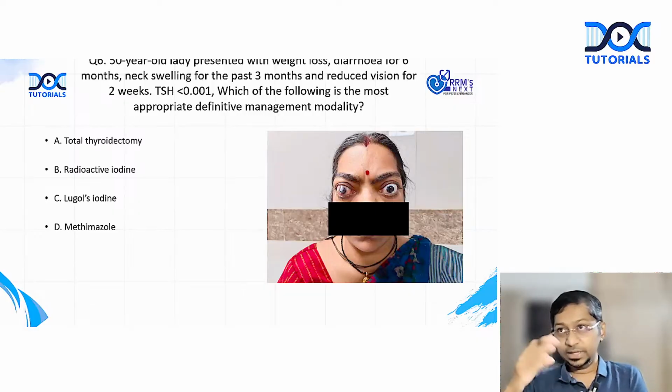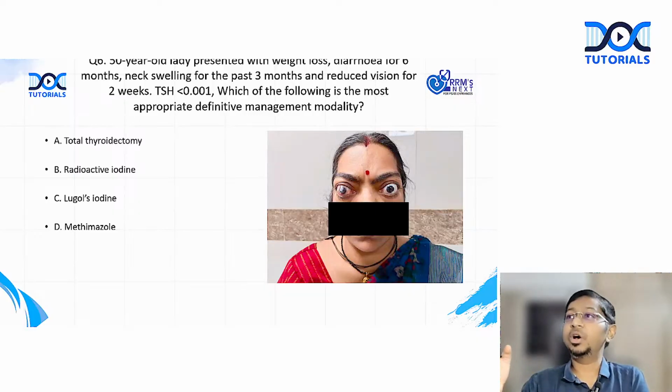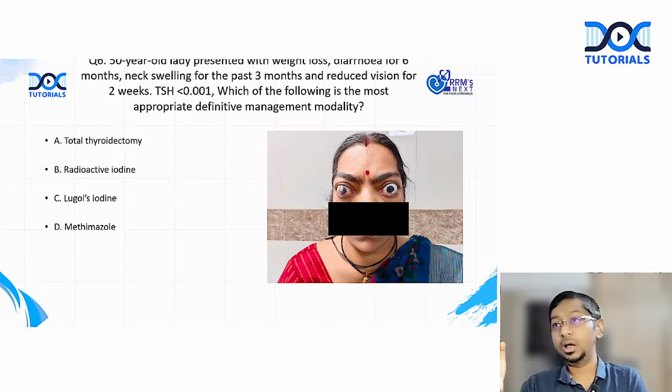Okay, next question. This is a 50-year-old lady with weight loss, diarrhea for 6 months, neck swelling for the past 3 months, with reduced eating for the last 2 weeks. TSH is suppressed, and the TRAb level is elevated at 14.2. Which of the following is the most appropriate definitive management modality?